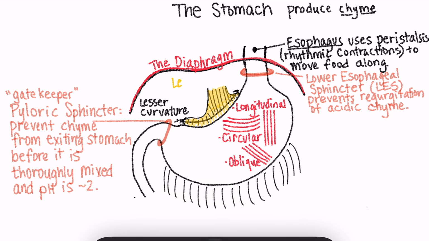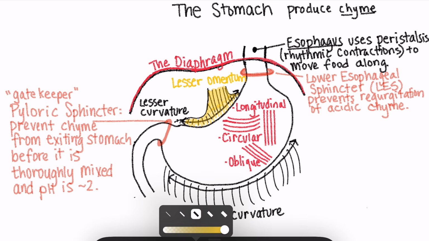You can maybe see where I'm going with this because we're also going to have one that's greater. Oh, and that word omentum means apron. So it's like an apron that covers this top part of the stomach coming down from the liver. Bigger curve of the stomach. So we call that the greater curvature. And coming down from the greater curvature is the greater omentum.